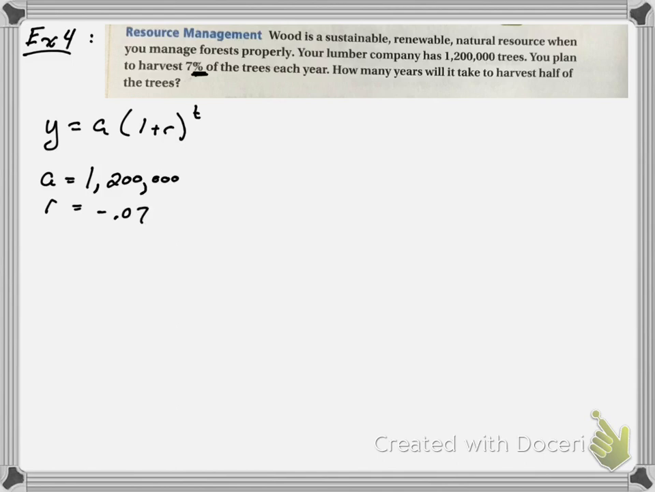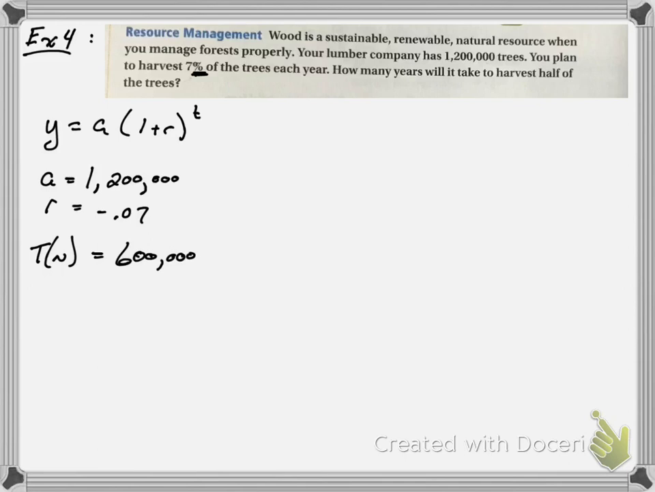Okay, so when I punch this into my equation, we want that to equal what? Well, what's half of 1.2? Our final number, or total number of trees, we want to get it to is 600,000, because that's half of 1.2 million, or 1,200,000.